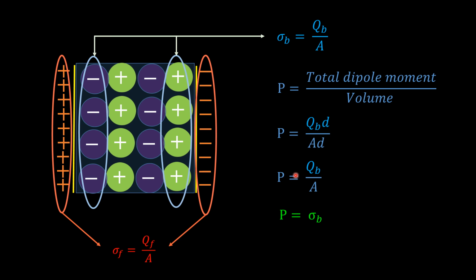Though there is a slight discrepancy here, because when you talk about polarization, that is total dipole moment upon volume, and dipole moment is a vector quantity, isn't it? So polarization is a vector quantity, whereas QB by A is charge upon area and it is a scalar quantity. To remove this contradiction, we'll introduce a term later on in the coming topics, but for now, we'll accept that polarization is surface charge density, and the vector and scalar quantity issue we will address later.